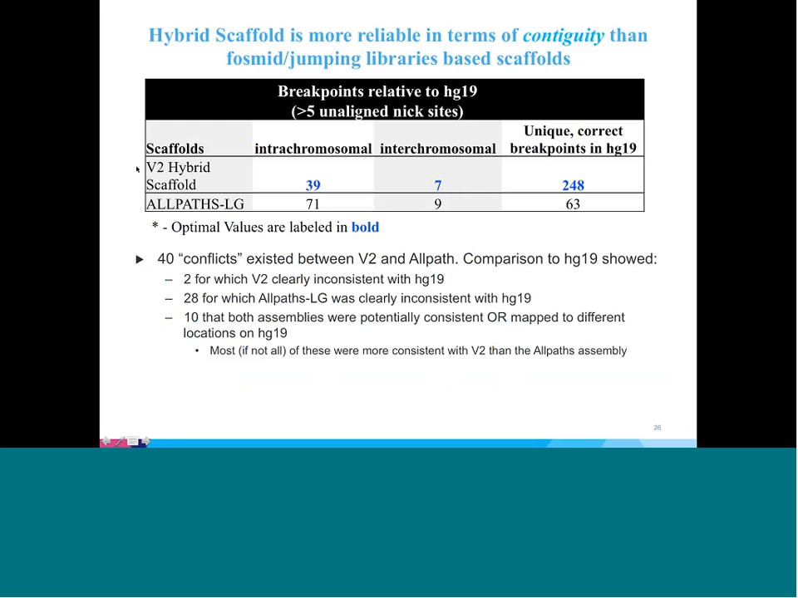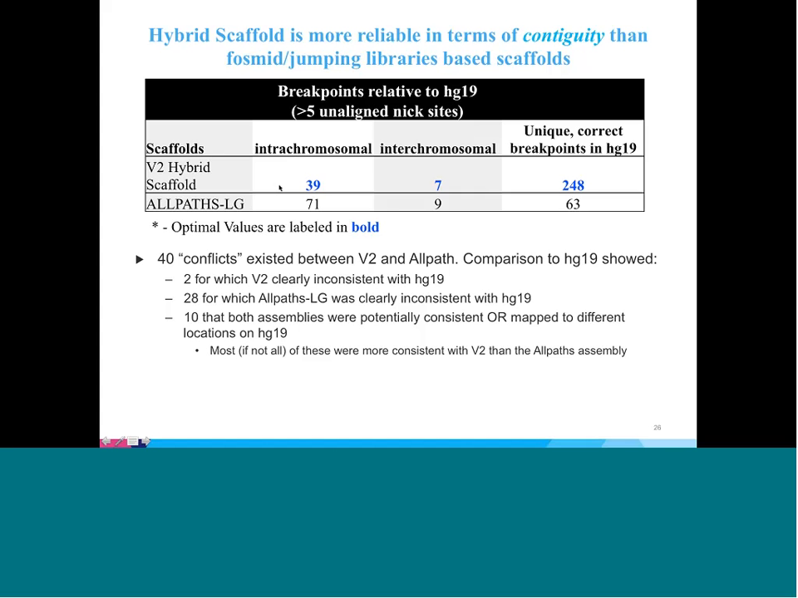So for this, our V2 scaffold is shown at the top, and the AllPaths is shown below it. What we're looking at here are how many breakpoints do we see relative to HG19, i.e., when we align our assemblies to HG19, how many times is our alignment broken where we have more than 5 unaligned nick sites? This could be at the end of a contig or internal to a contig. How many times do we have greater than 5 unaligned nick sites in a particular interval?